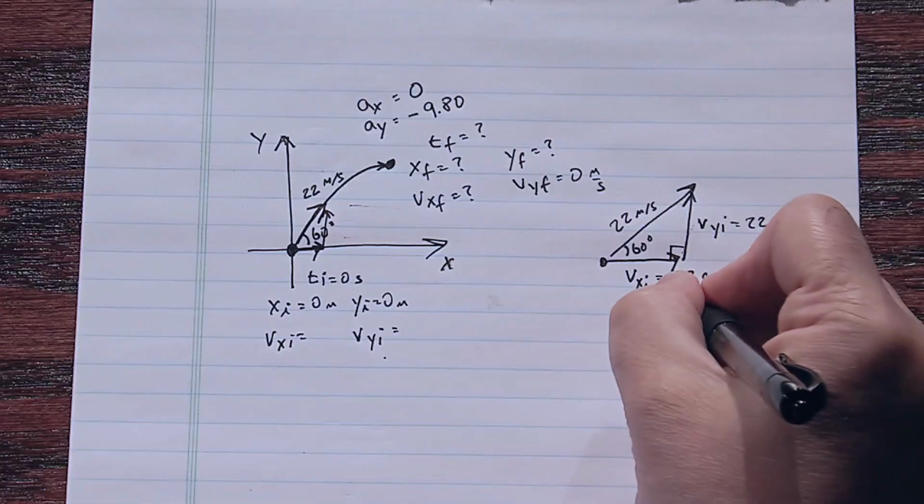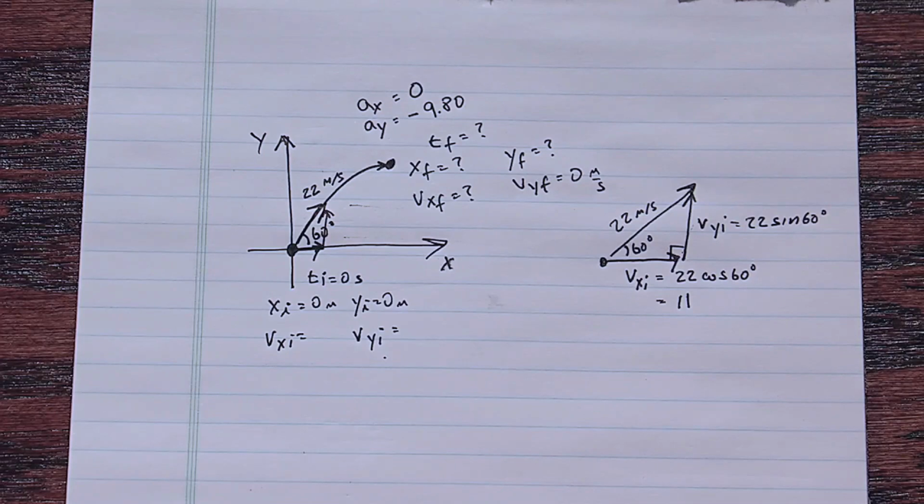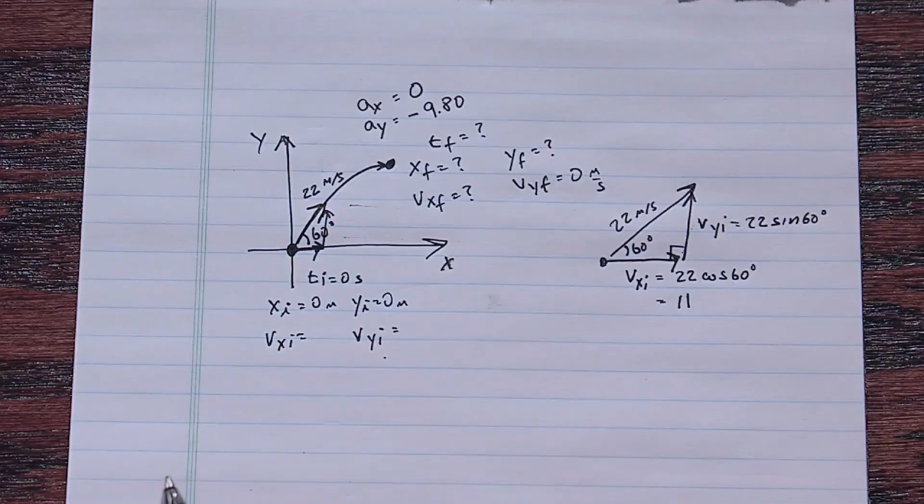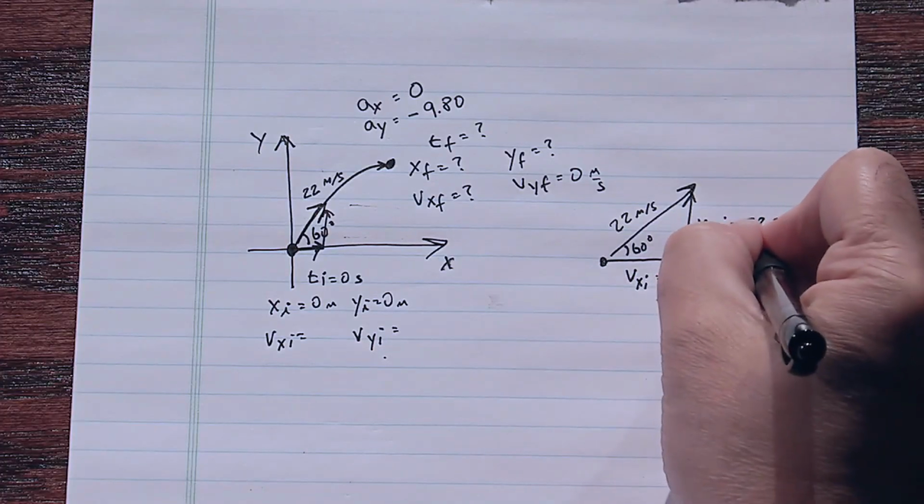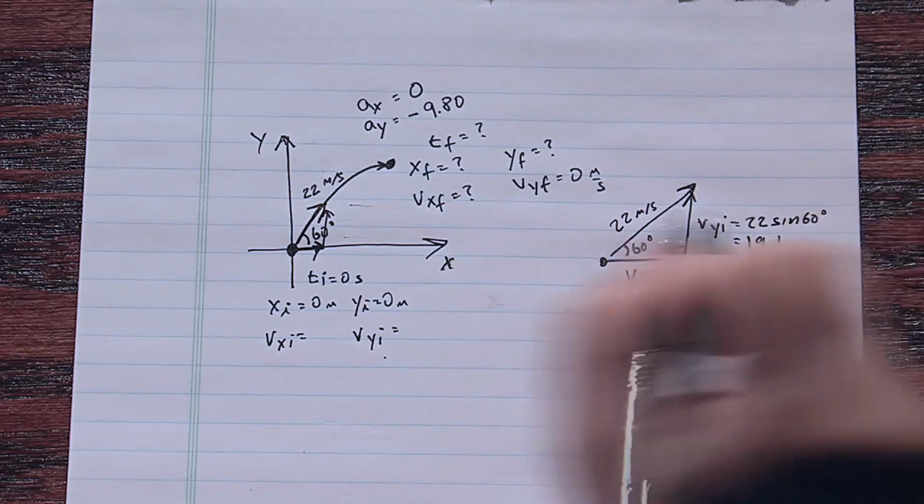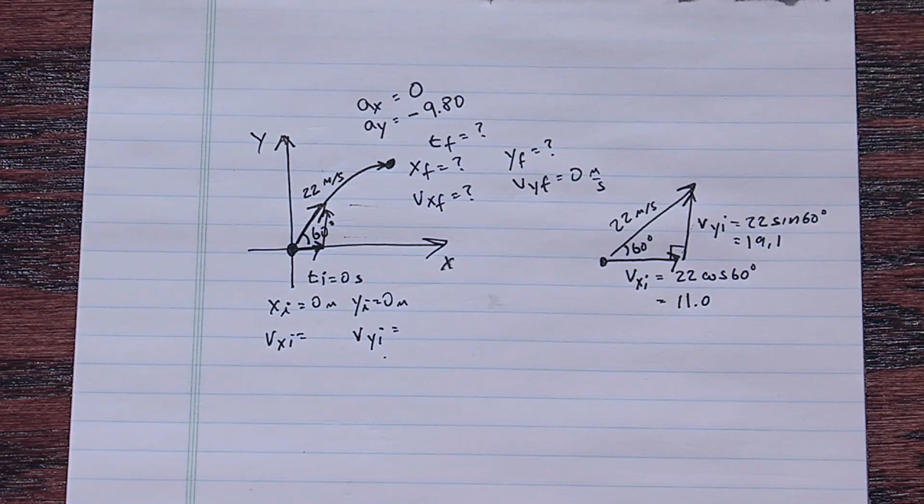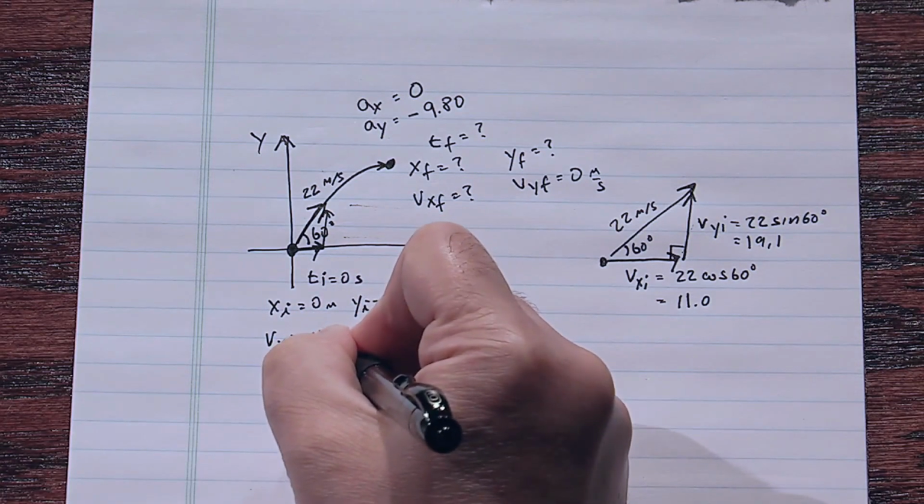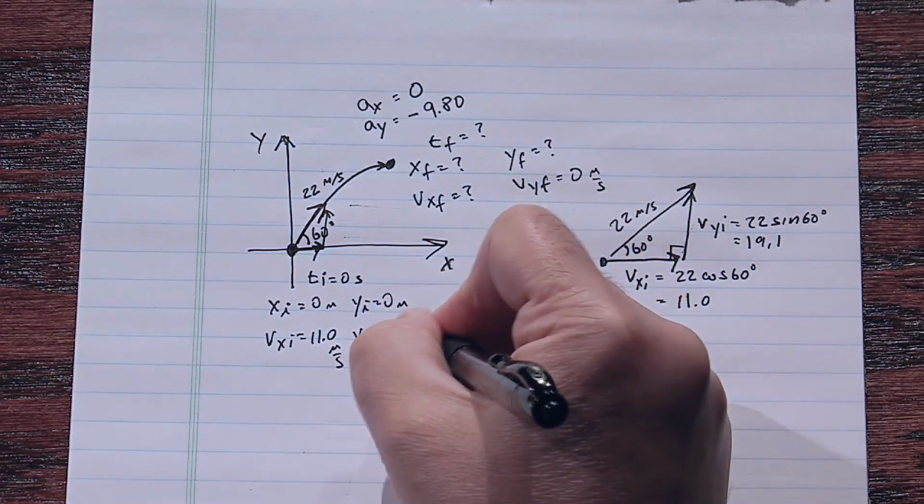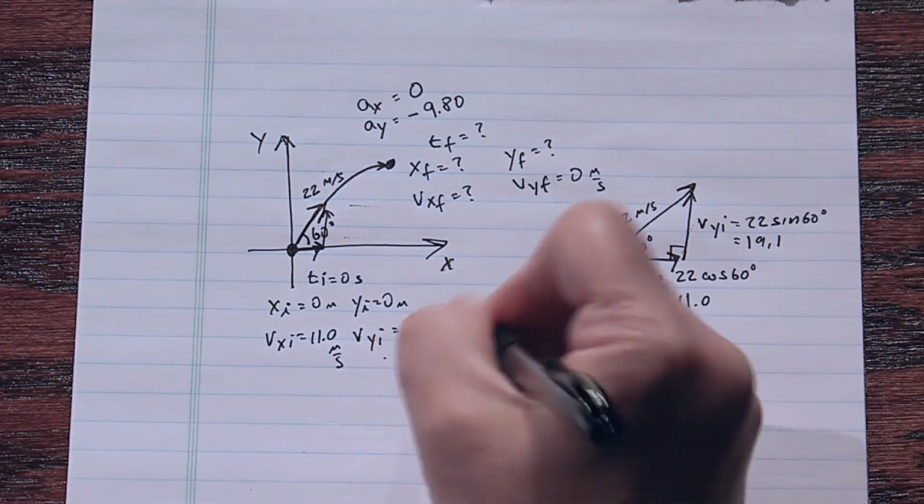And we can calculate those. 22 times cosine of 60 degrees gives us 11 meters per second, and 22 times the sine of 60 degrees gives us 19.1 meters per second. So Vx initial is 11.0 meters per second, and Vy initial is 19.1 meters per second.